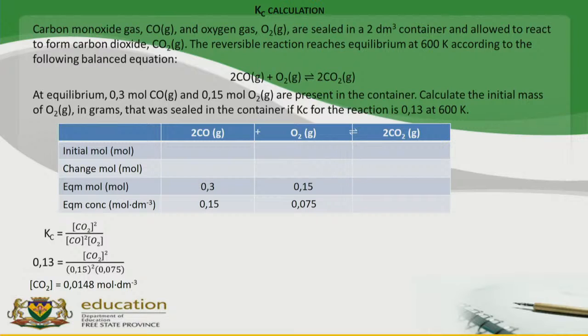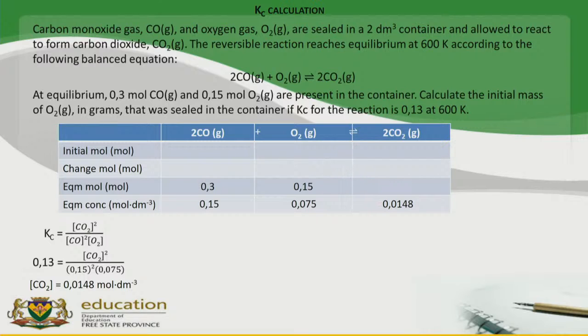Then you go back, okay, since I now have the concentration of carbon dioxide, go back and substitute it there in your table and move now backwards. The question was, calculate the initial mass of oxygen in grams. So you have first to calculate the moles of oxygen initially, then you'll calculate the mass.